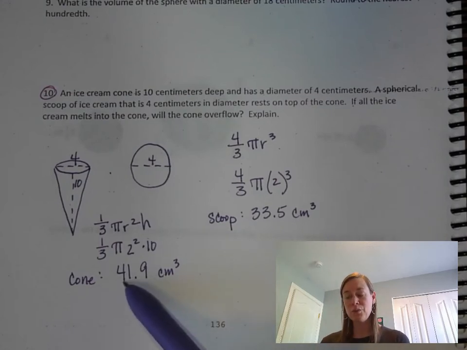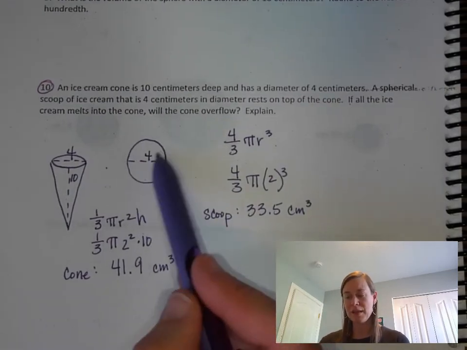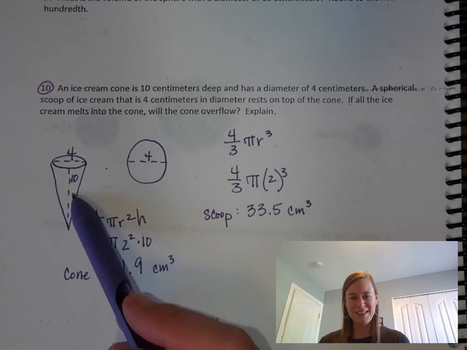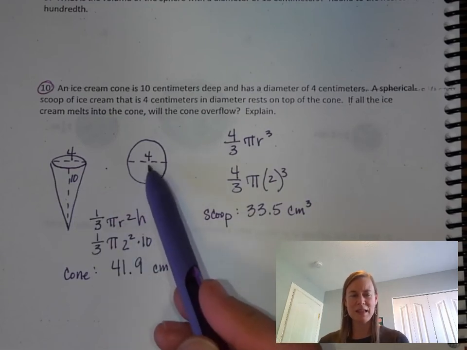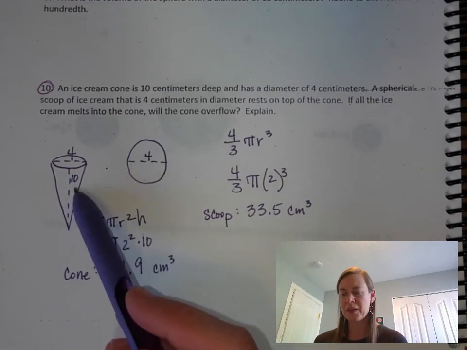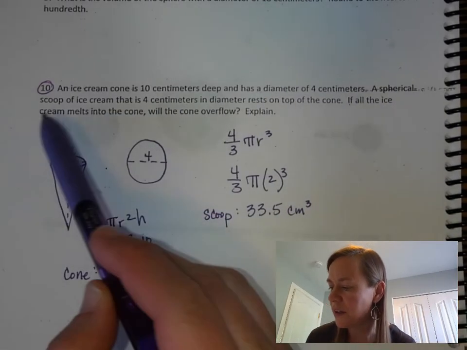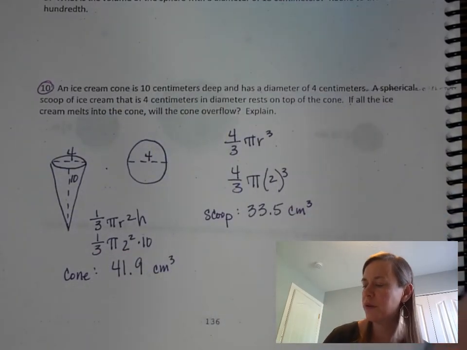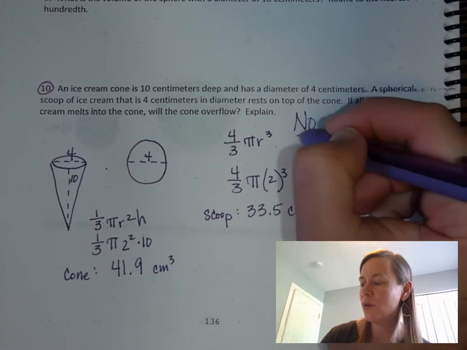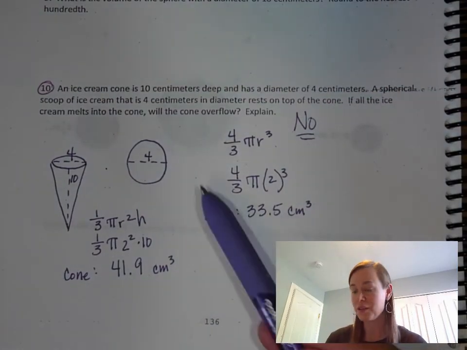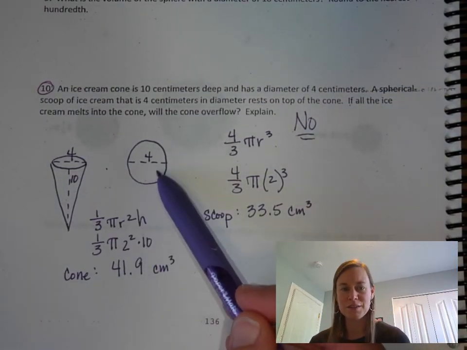And the cone was 41.9 centimeters cubed. So when this all melts, will it fit inside the cone? Yeah, it will fit because the volume of that is a little less than the volume of that. So what was the question again? If all the ice cream melts into the cone, will it overflow? And we're going to say no. And the reason is because the volume of the cone is bigger than the volume of the sphere.